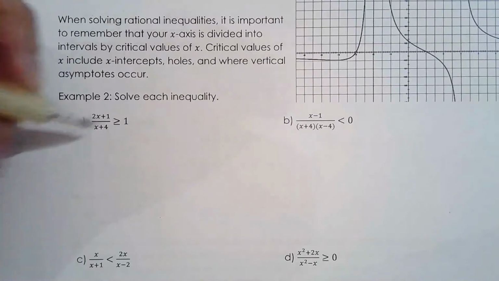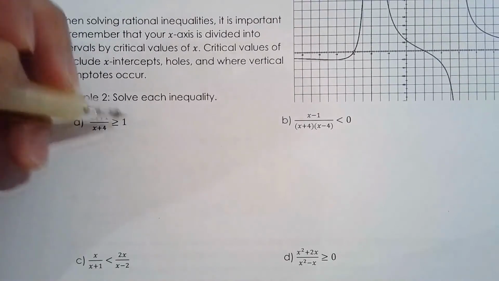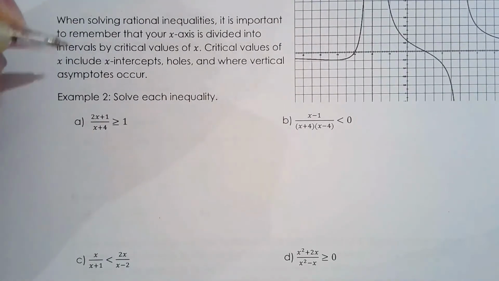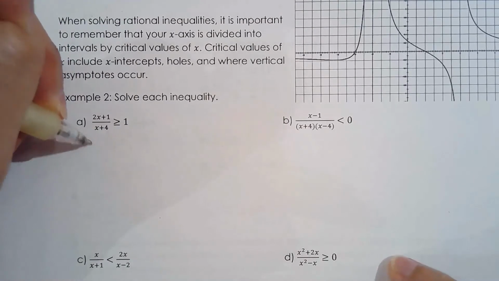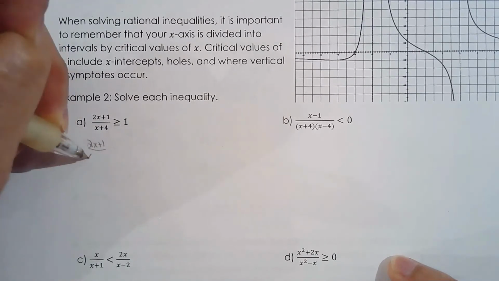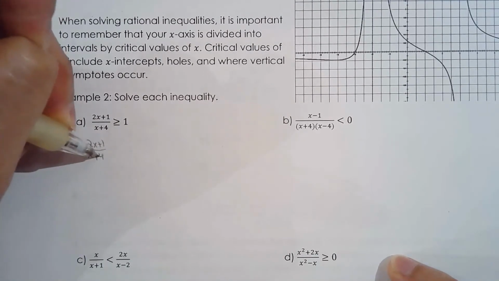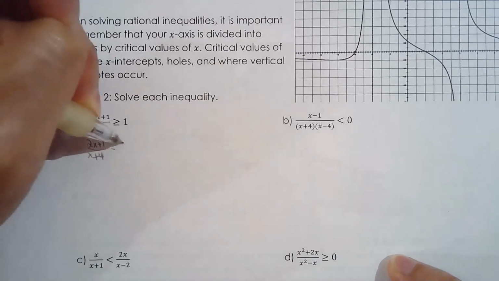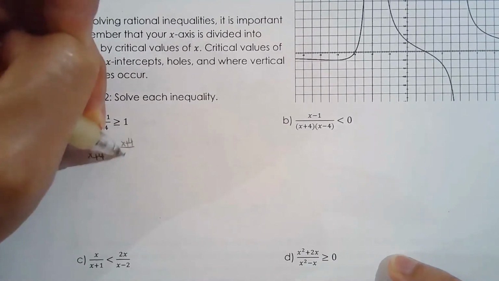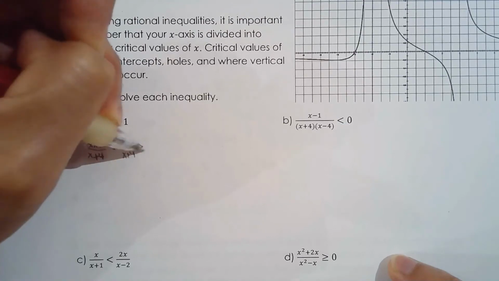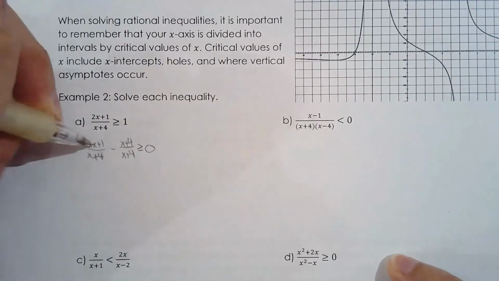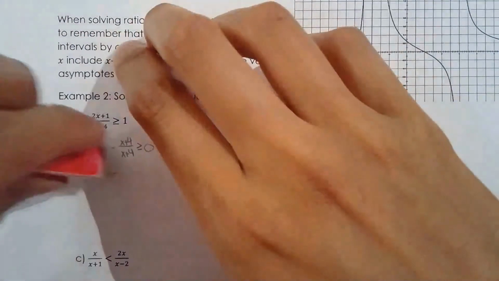Okay, so similar to a polynomial inequality, you have to set one side equal to 0. So 2x plus 1 all over x plus 4, subtract 1 from both sides. I'm just going to change that 1 into x plus 4 over x plus 4. Okay, so now that's really messy. Let me fix that up.